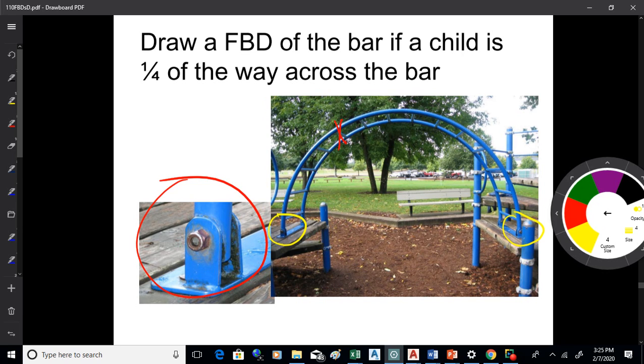Y'all got a little something on that? So what kind of connection is that? Pin joint, right? Now what sort of reactions does a pin joint create? To figure that out, look at the motion that the pin joint prevents. The pin joint won't allow that thing to move left, right, correct? Because there's a pin in there, right? You okay with that?